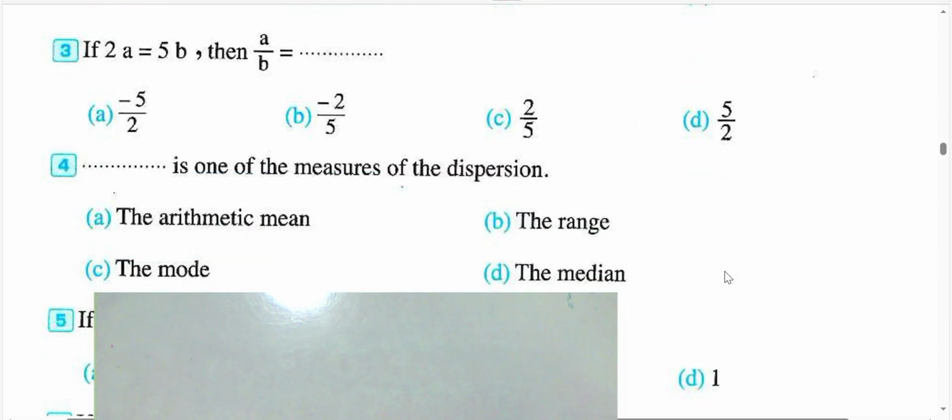Next question is one of the measures of the distribution. We have here the range. Choose letter B, the range, one of the measures of distribution.